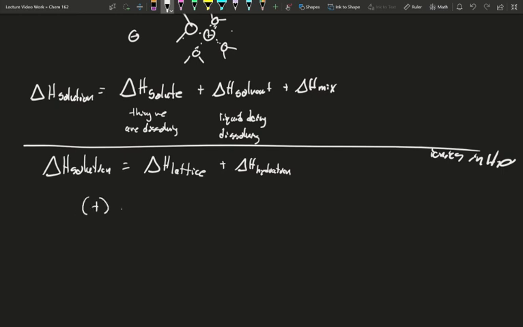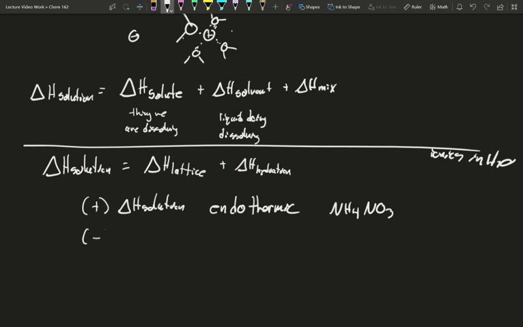If I have a positive delta H of solution, then I have to add energy. The effect is that it takes more energy to cause it than it gives off when the waters interact with the ions. In this case, this is endothermic. This will actually cool a solution. This is how we make cold packs. Things like ammonium nitrate, when they dissolve, they actually require enthalpy. They will cool down the solution as they dissolve.